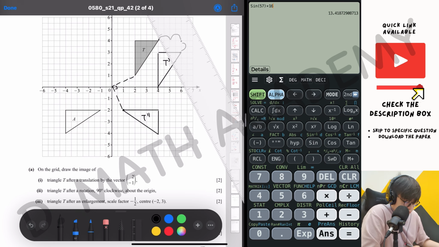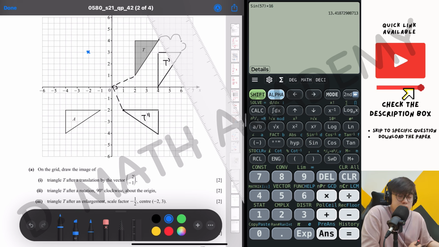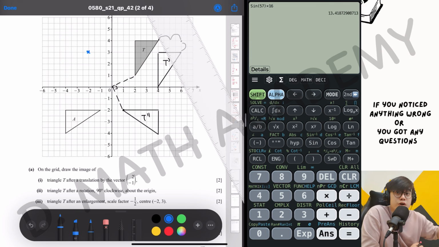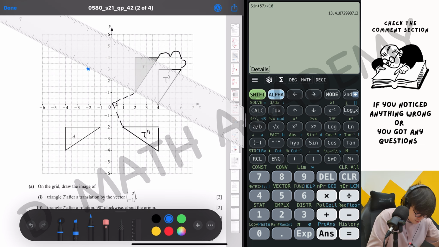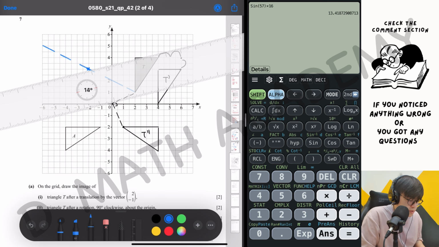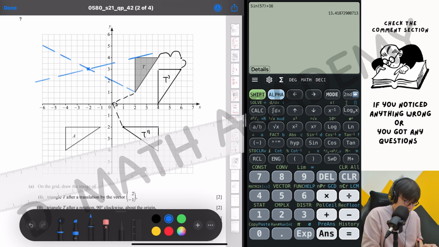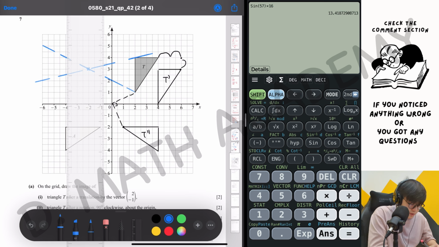Then lastly, triangle T of an enlargement, scale factor of -1/2 at a center of (-2, 3). So (-2, 3) is actually here. Then they wanted it to have an enlargement. Notice the negative there, which means your image will be inverted and shrunken by half. This is the line that I will be drawing down as a guide. So 6 becomes 3. That's why it's over here as our final answer.